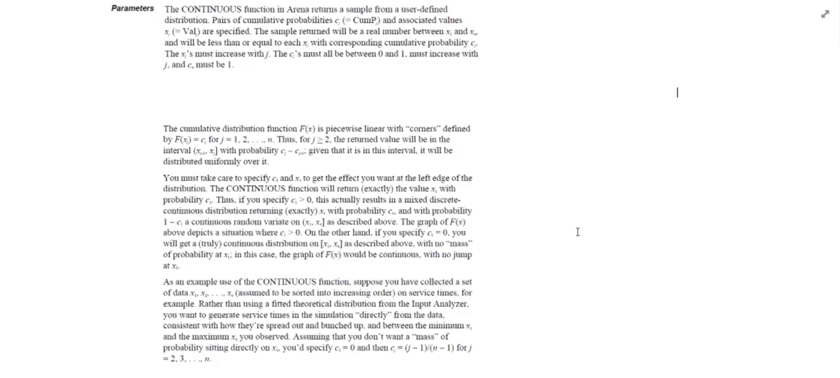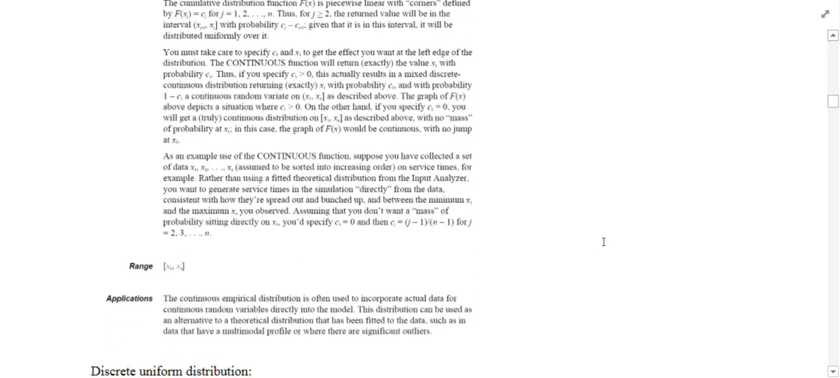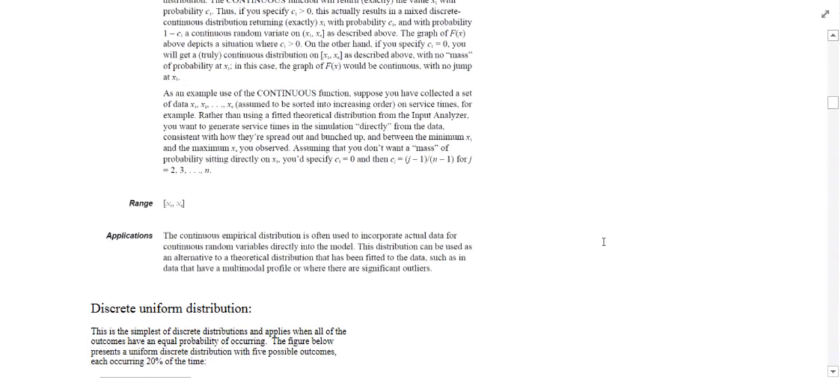So assuming you don't want a massive probability sitting directly on x sub j, you'd specify C sub j equals j minus 1 divided by n minus 1 for j equals 2, 3, and so on up to n. So your range is established by that as well, x sub 1 up to x sub n, and the continuous empirical distribution, again, is often used to incorporate actual data.